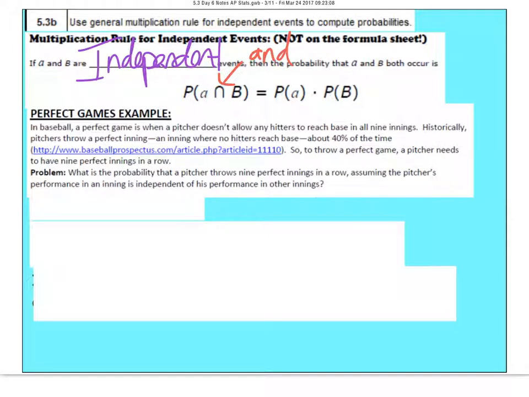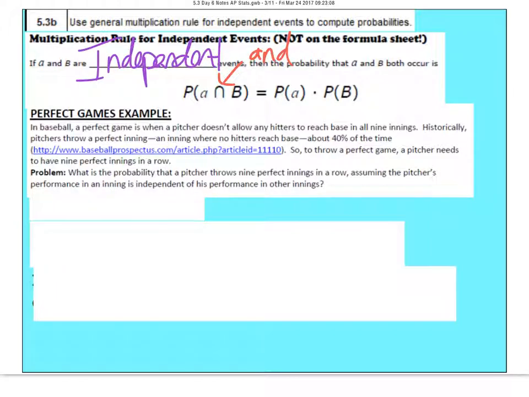The perfect games example. In baseball, a perfect game is when a pitcher doesn't allow any hitters to reach the base in all 9 innings. Historically, pitchers throw a perfect inning, where no hitters reach base, only 40% of the time. So, to throw a perfect game, a pitcher needs to have 9 perfect innings in a row. What is the probability that a pitcher throws 9 perfect innings in a row, assuming the pitcher's performance in an inning is independent of the performance in other innings?